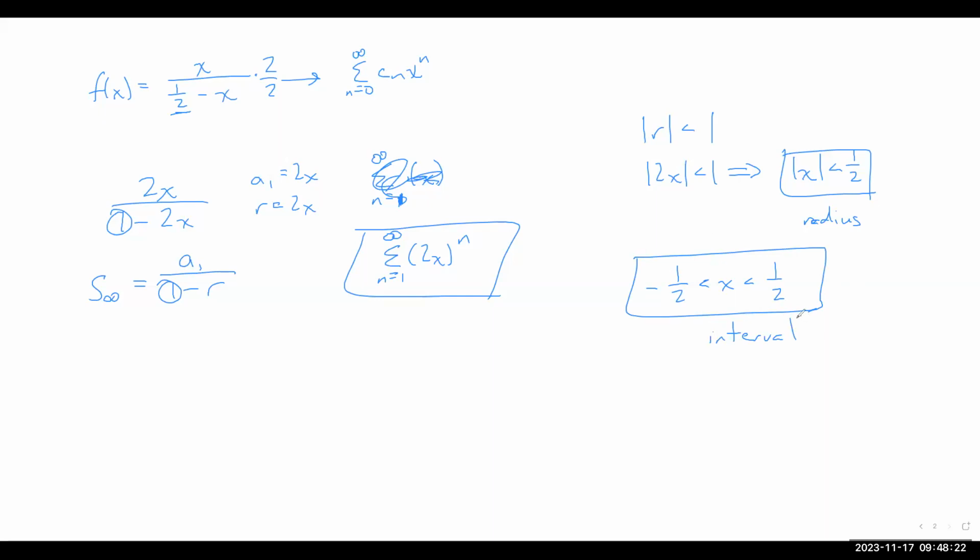Is the radius of convergence technically only the number 1/2? It's the number 1/2, yeah. Another thing I wanted to bring up: I did not check the endpoints before I boxed this in. Do I need to check the endpoints here?